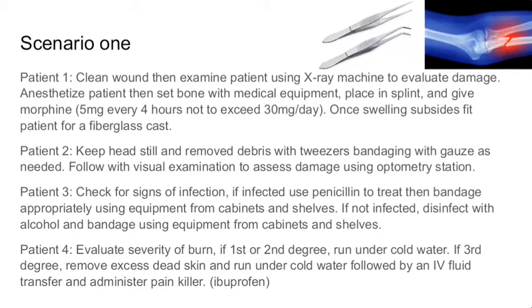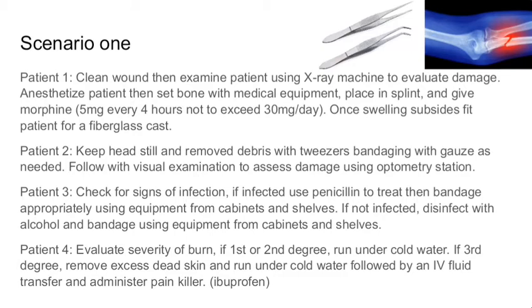We clean the wound using alcohol and water from our sink, and then we'd use cleaning supplies from our medical shelf. And then we would examine the patient using the x-ray machine to evaluate the damage. We would then anesthetize the patient and then set the bone with our medical equipment by placing the splint.